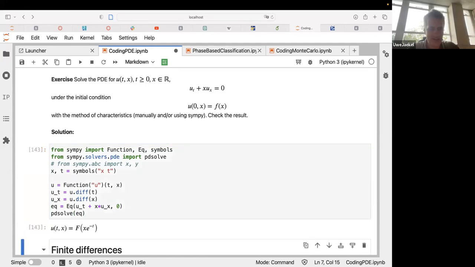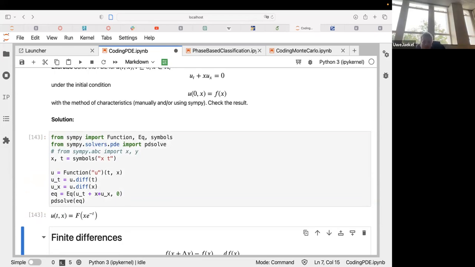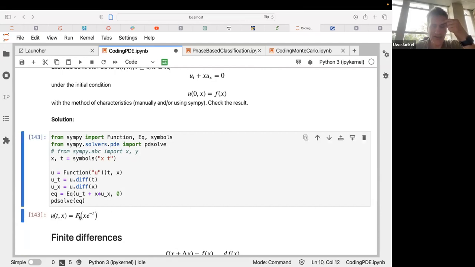Let's see what Python tells us. Yeah, and this is what Python tells us: u(t, x) is F, where F is an arbitrary function, times e to the minus t. I can tell you, I've done this a lot of times with my students: if you apply the method of characteristics, and I encourage you to try that, you get the same solution. Now let's try to make sense of it.